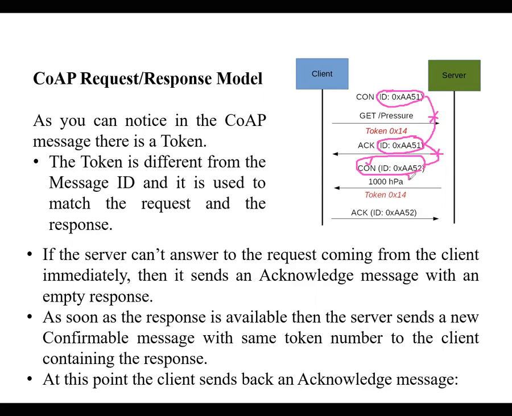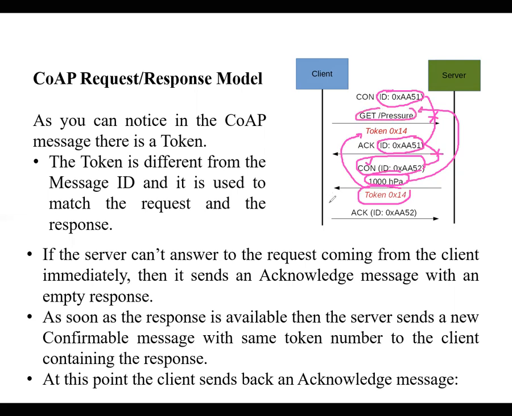And it sends a hectopascal value, 1000 hectopascal. This is the response to this message because the client was interested in pressure. And you can see the server is sending a token ID. The token ID has the same value as the token ID which was in the previous request. So this means this is a new message. The token ID means this is a reply to that specific query on get pressure.